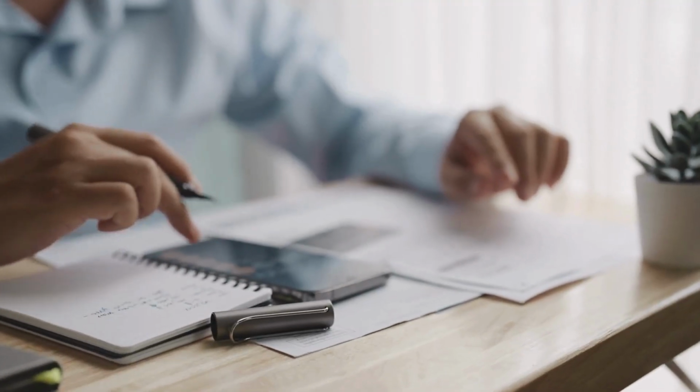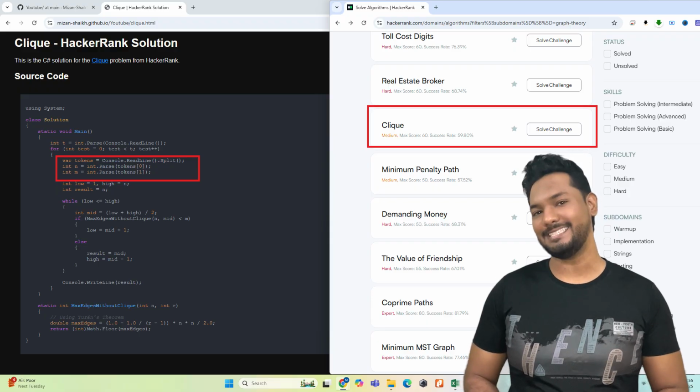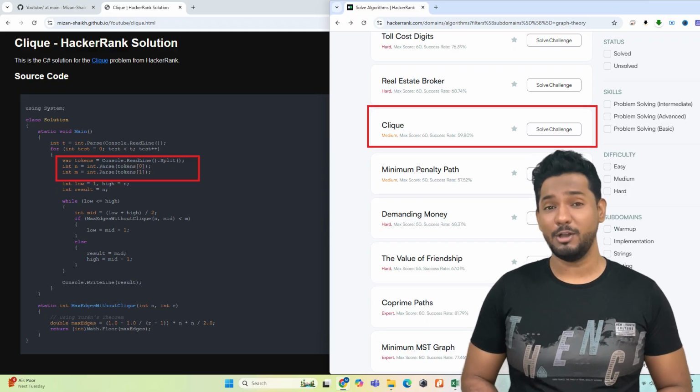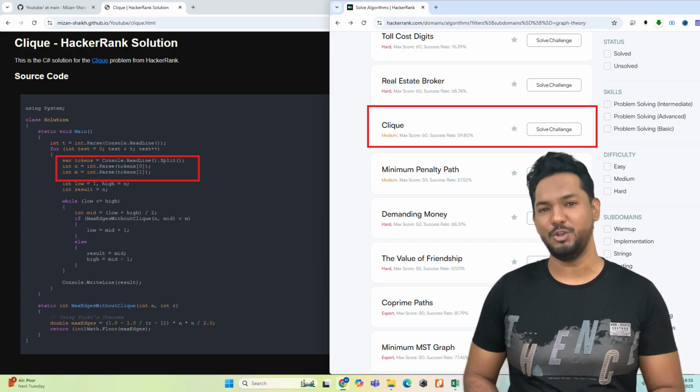First, we start with our input. We read in an integer t which tells us how many test cases we are dealing with. This is key because we want our solution to be versatile, able to handle multiple scenarios in one go.